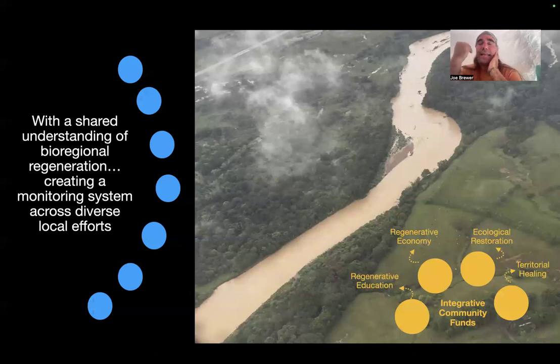So you can see that as we came together in this landscape system with a shared understanding of bioregional regeneration, and we'd already started creating a monitoring system across diverse local efforts with the different community funds that you see on the right, and what is connecting us? The rivers. This is a photo I took of one of the rivers next to the airport as we were taking off last Sunday. And the rivers connect us all.